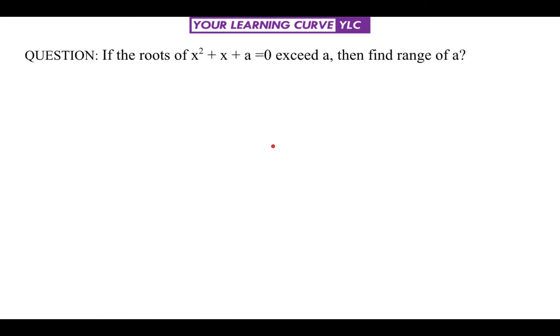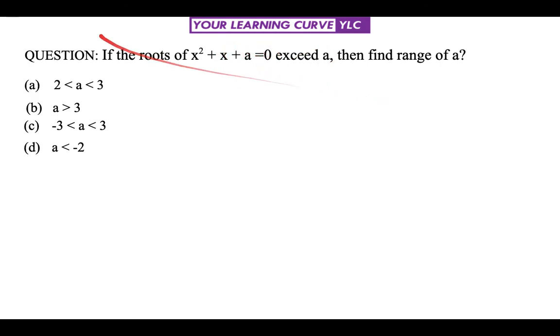Let's discuss one more question. If the roots of the quadratic x square plus x plus a is equal to 0 exceed a, here you are not given a constant number, they have used this number itself to fix the roots. So you have to find the range of a. There are 4 options given to you. You can pause the video, try the question. The right answer is option D, a is less than minus 2.